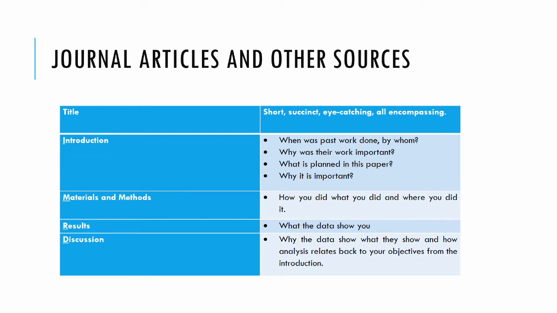There will always be a very highly detailed materials and methods section, and essentially here the authors are telling us how they did what they did and where they did it. The results section will show you data, often in the form of graphs and tables, and the discussion section will interpret that data and analyse that data and try and relate that back to the objectives of the initial paper.